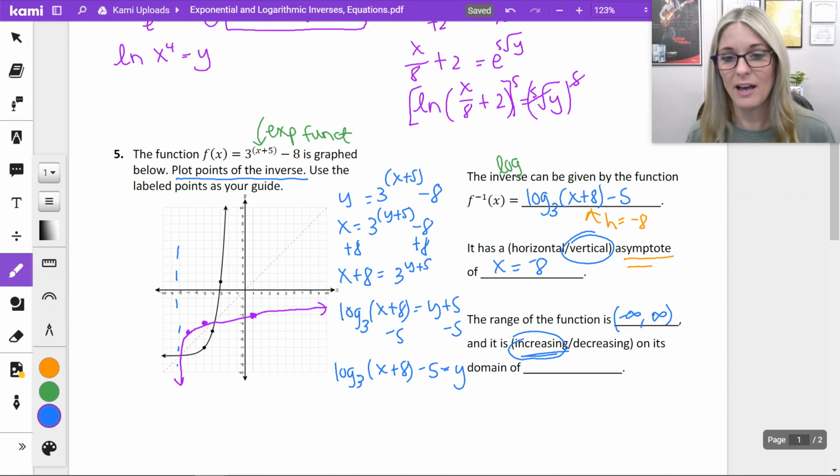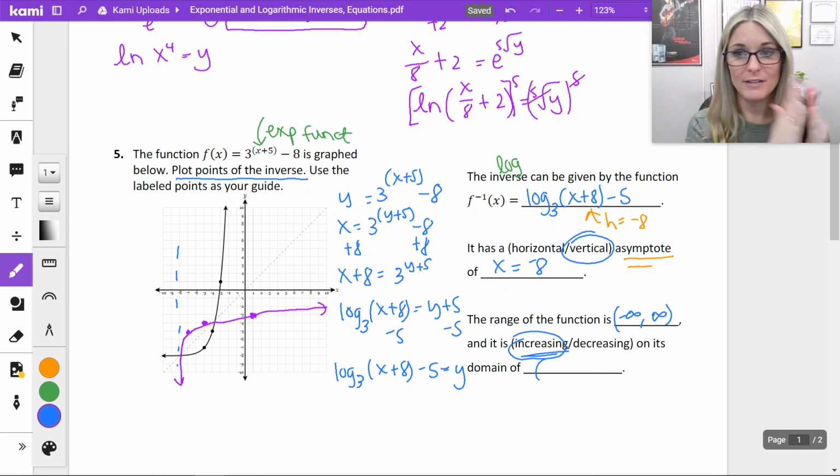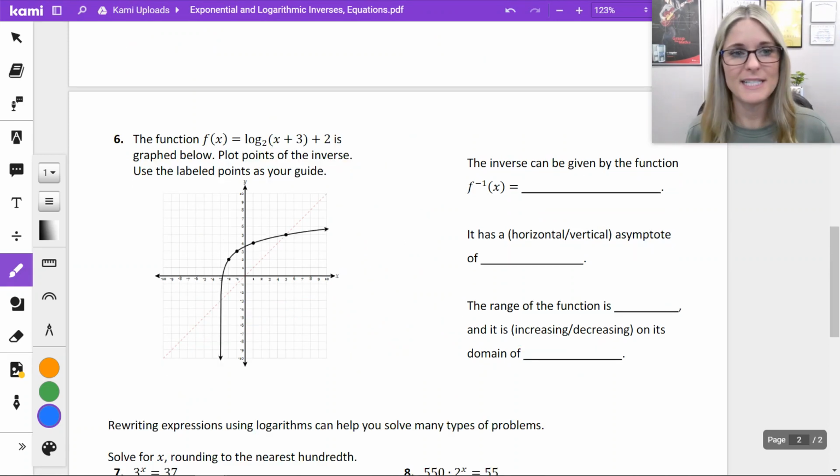Now remember that the asymptote is at -8. So the purple logarithmic graph that I drew is getting closer and closer to -8, but will never go further than that. It's not going to go to -9, -10. It's bumped up and can't go past -8, and then it's going to shoot over to the right forever to infinity. We're going to do the same thing with number 6.